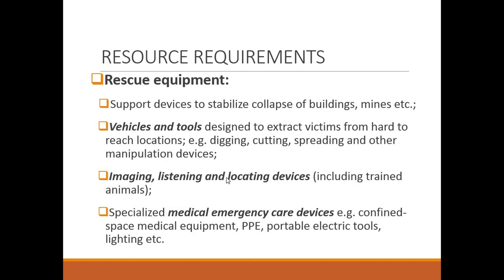Other types of equipment may be required in order to support the stabilization of collapsing buildings or mines. So we're talking about structures collapsing. Those can be a disaster as well. Some of the things they would need would be vehicles and tools for extracting victims, digging, cutting, spreading, etc. They would also need imaging devices, listening and locating devices, something as simple as trained detection animals.